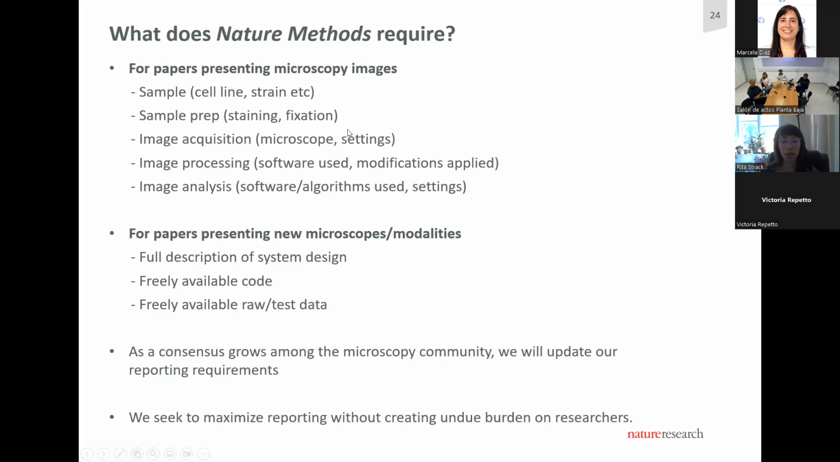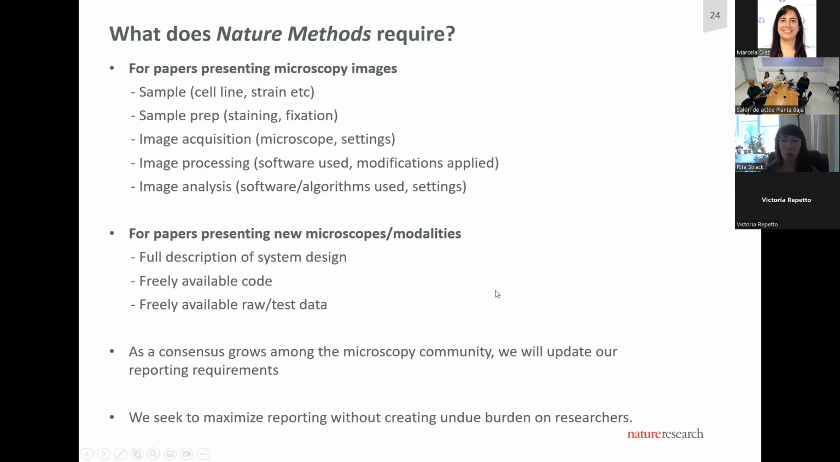And it goes beyond that. We certainly have papers that use microscopy data to support some sort of conclusion, but that's not the typical for us. It's more typical that we're having a new modality. And so for these, we need a full description of the system design, ideally with schematics, freely available code that can be tested by the reviewers, and freely available raw data or test data for the referees to test with the code.